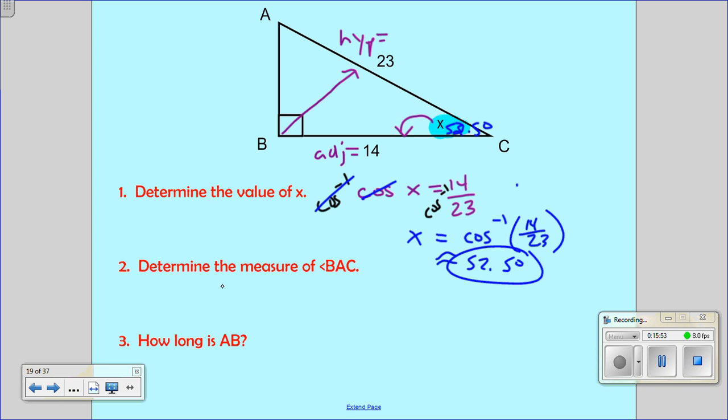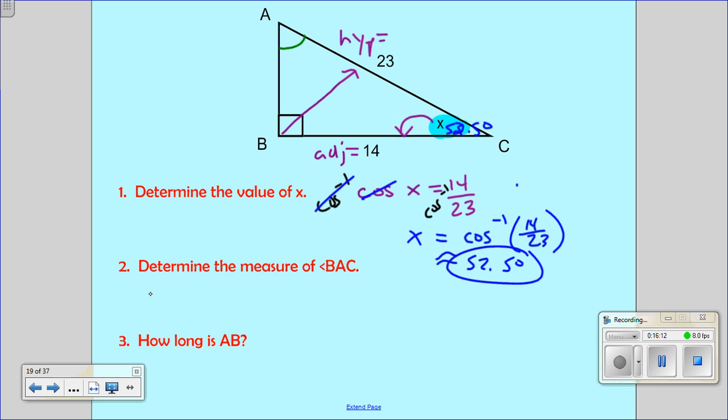Now, number 2 says, find the measure of angle BAC. So for number 2, you're looking for this angle right here, I just marked in green. I'm pretty sure you can handle that on your own now that you know the other 2 angles. So I'm going to leave that for you for yourself.